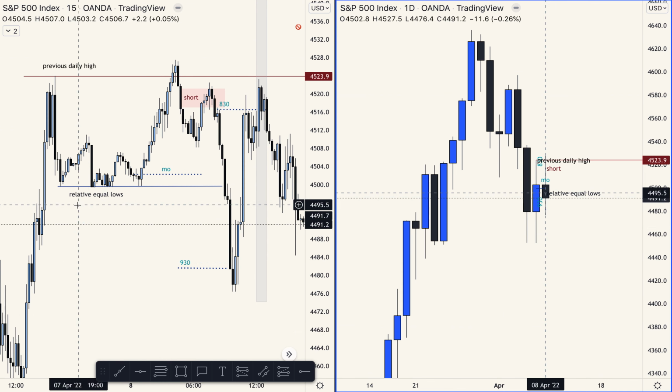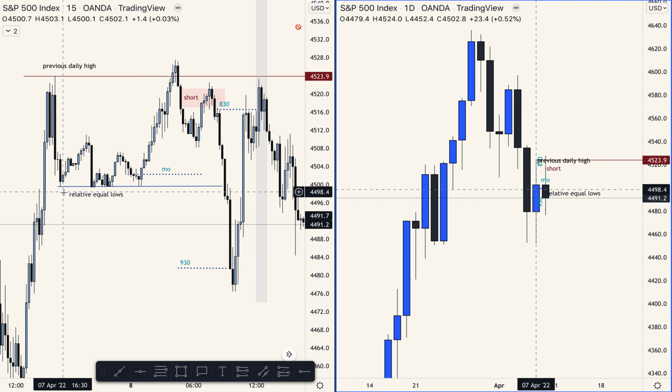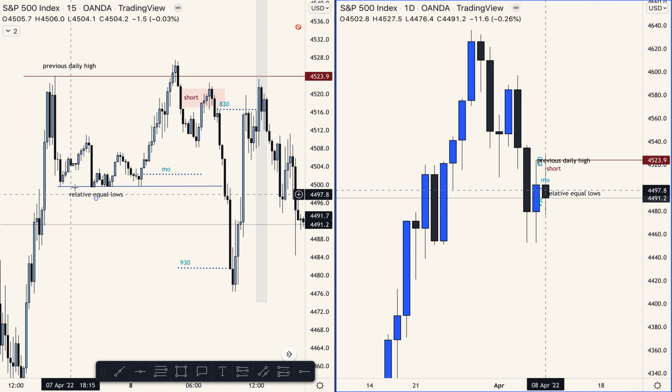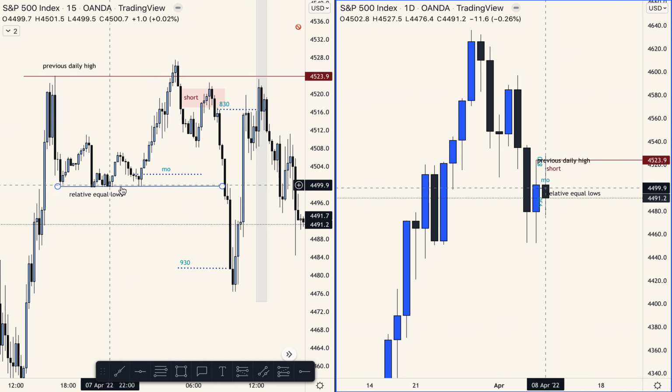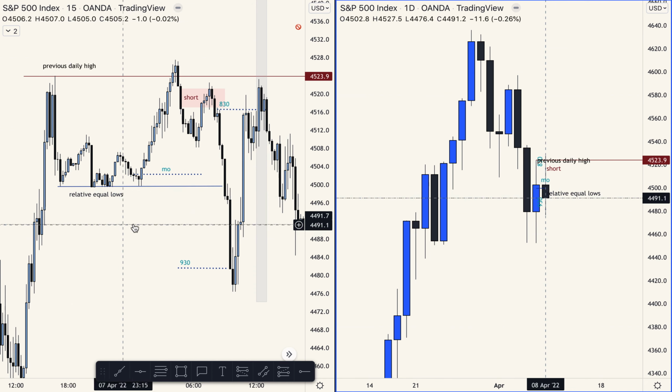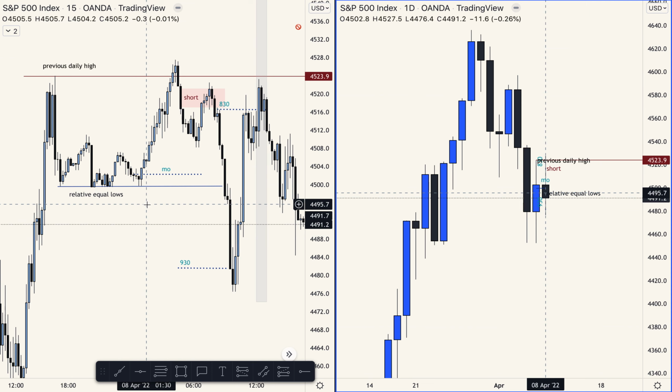You can see these straight edge relative equal lows, and it's not just two lows. It's got multiple touches, three or four, depending on how you look at it. And those don't last long in the market because a lot of retail traders have their stop losses below these, thinking that they're support or resistance. So they're good draws on liquidity.